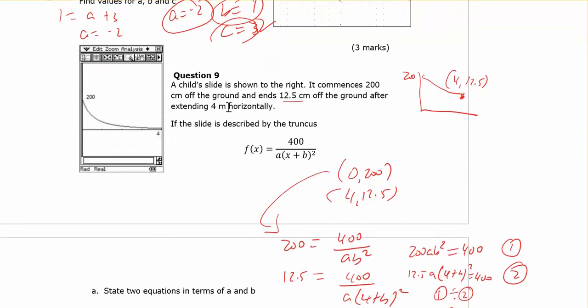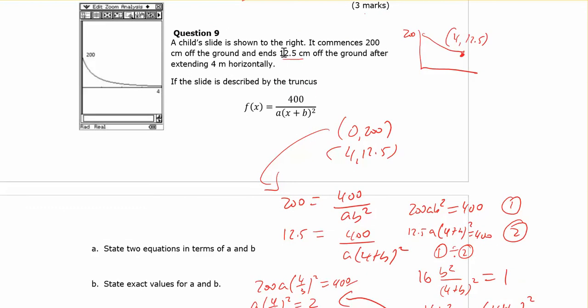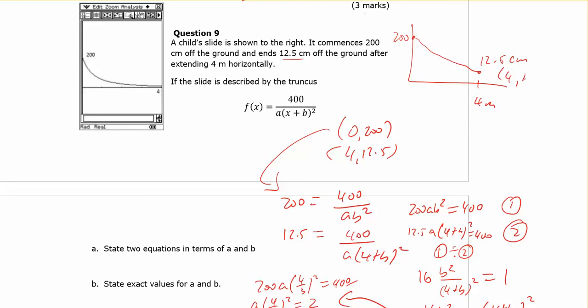Now, for question 9, I'll go over it. We know a child slide is shown on the right. It commences at 200. If I draw a quick diagram here, 200 is up here, and then it finishes here because it doesn't go completely off the ground. It's 12.5 centimeters off the ground, and that occurs when it's 4 meters horizontal. So this endpoint here is (4, 12.5).